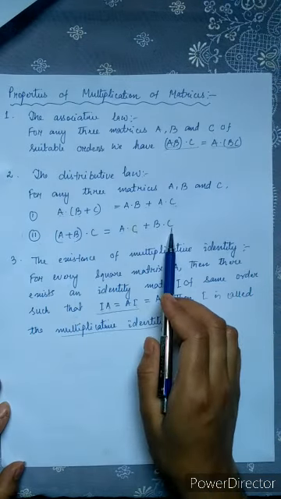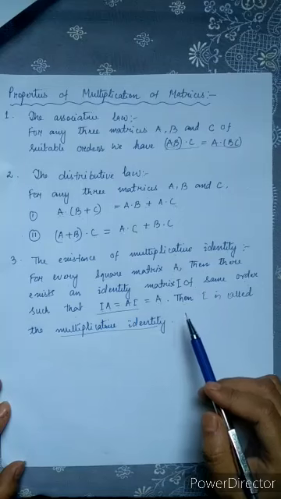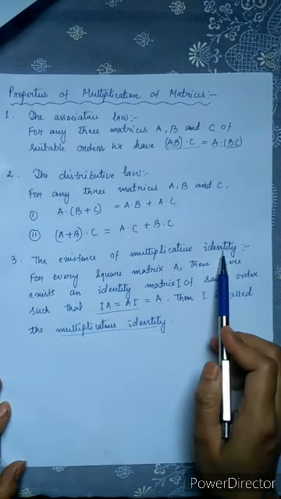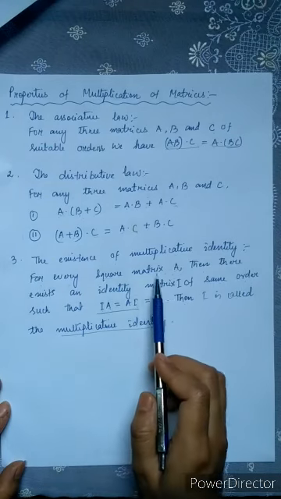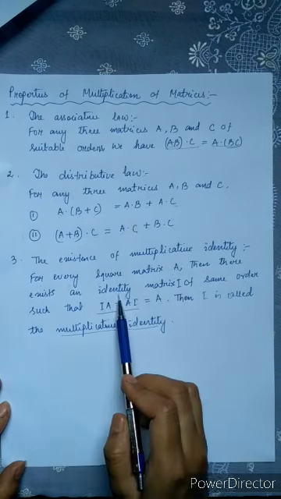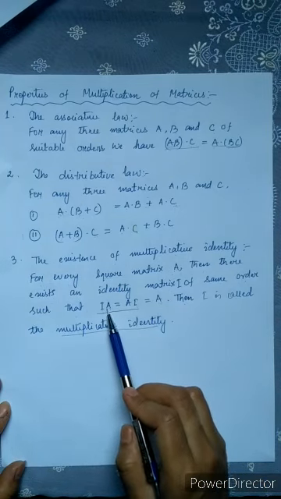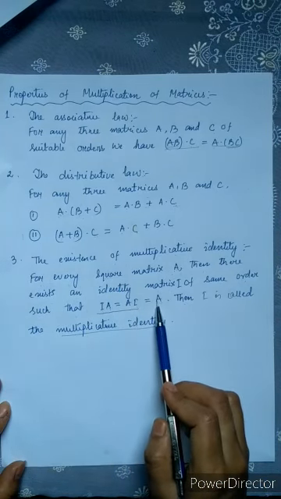This law is known as the distributive law. Number 3, the existence of multiplicative identity. For every square matrix A, there exists an identity matrix I of the same order such that I into A or A into I is equal to A.